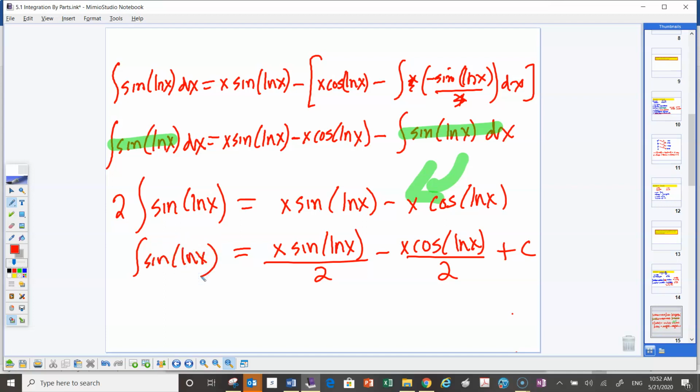So again, we went through double integration by parts, ended up with something that was the same as the original question, added it to the other side, divided by the constant to get the final result. So again, a fairly tricky question, but one that can be handled nonetheless.